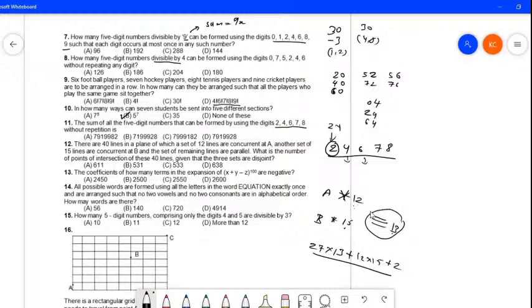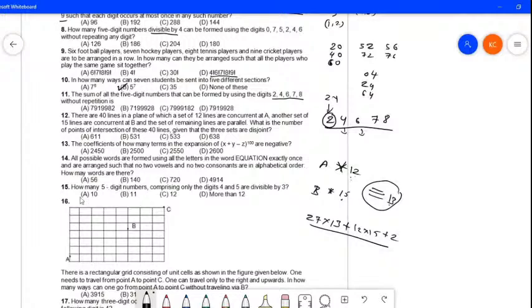Okay, in the solution, question number 14. All possible words are formed using letters of the word equation exactly once are rearranged such that no two vowels and no two consonants are in alphabetical order. How many words are there? Okay, so we have to find the order of only these things, vowels and consonants. Okay, their order should not be alphabetical, so we'll find all the possibilities minus when they are in alphabetical order. Okay, so this will be done. Okay, fine.